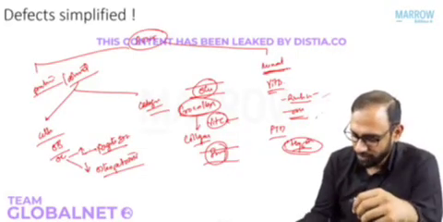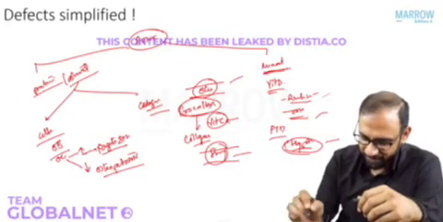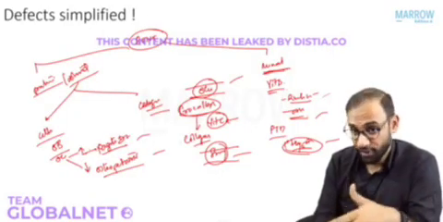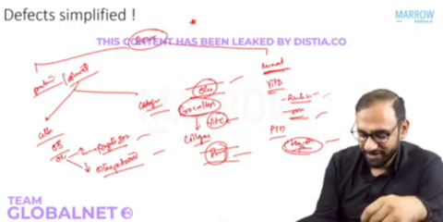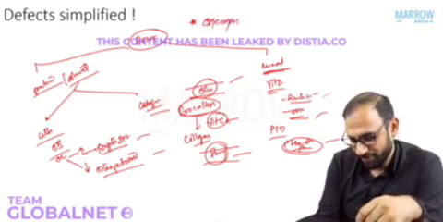Right? So we have 1, 2, 3, 4, 5, 6, 7 diseases that we are going to discuss. But very importantly, most of the questions will come from the 8th condition, that is osteoporosis, my friends.